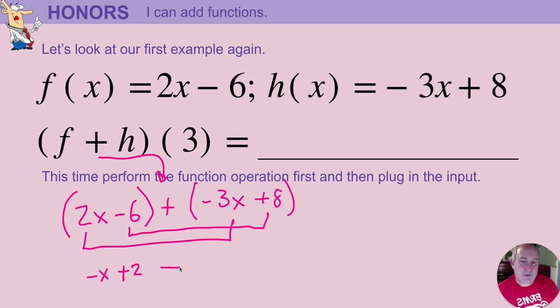Now we're going to evaluate this at 3. So this is the function f plus h of x, but now we're going to do it with 3. So we just replace the x now with a 3. So I'll do negative 3 plus 2, which gives the answer negative 1. And as you may remember, the answer we had before was also negative 1.